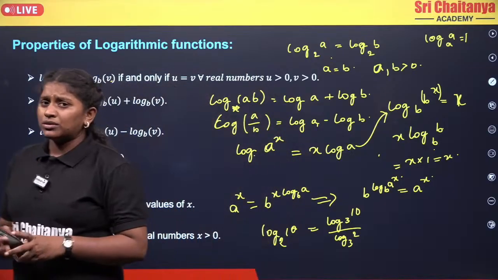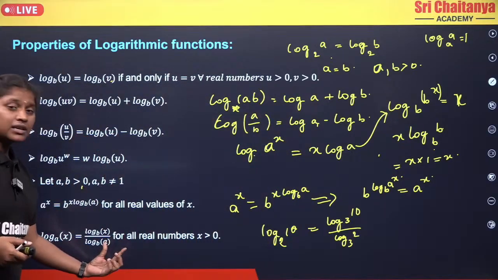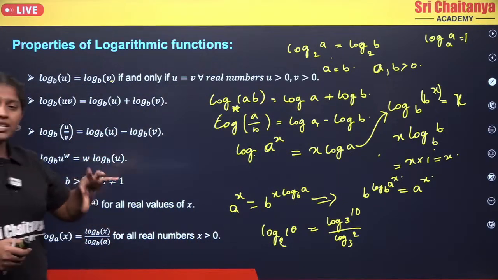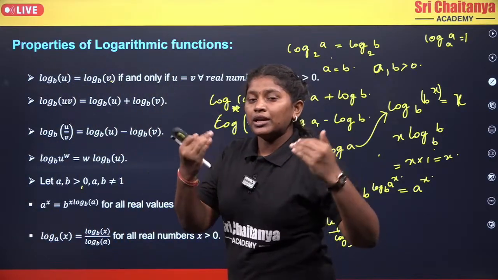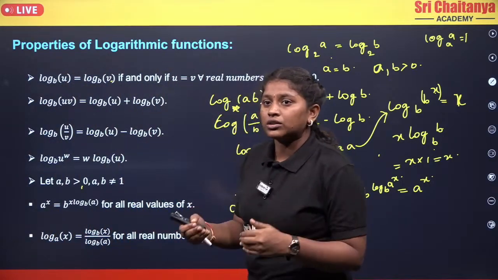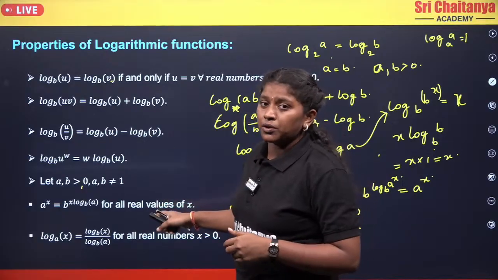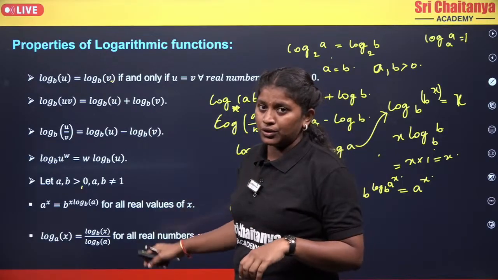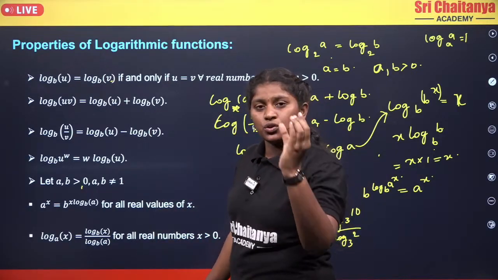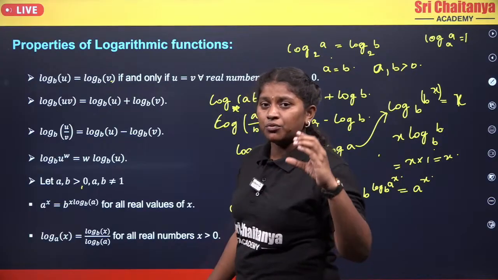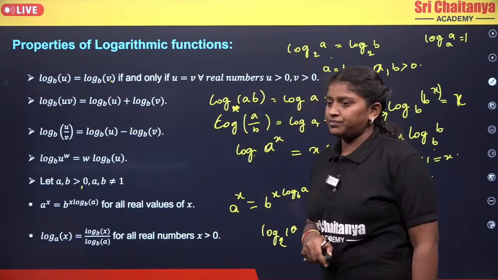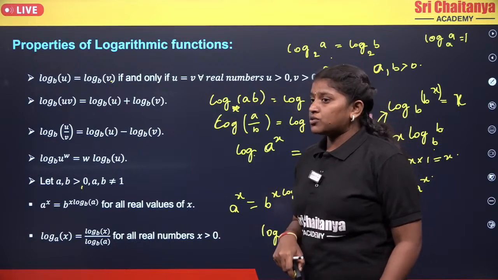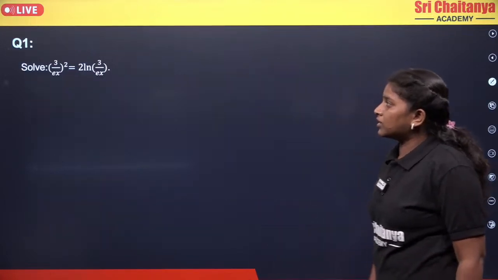See, this last one is the main important thing, because if you are changing the base, then you can apply whatever the product or the division property we are having. So for that reason you should have the same base for whatever values you are considering. Clear? Fine. Now let's solve a simple question on logarithms.